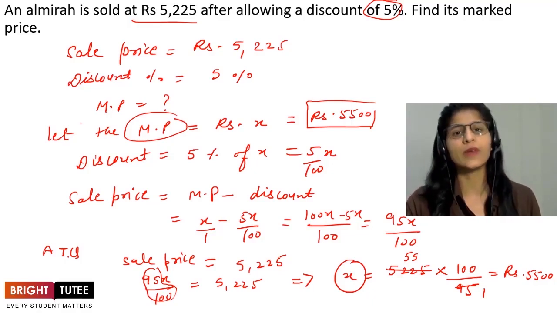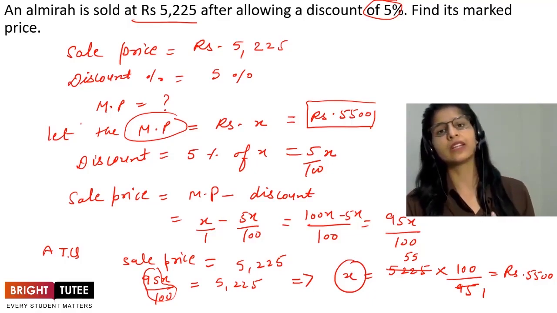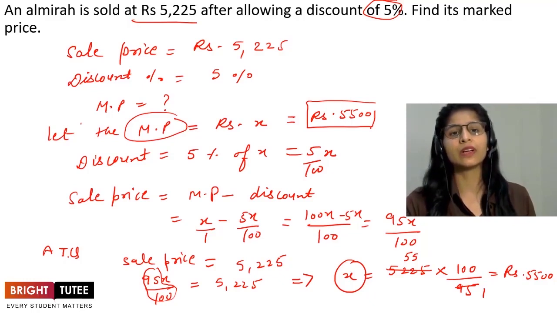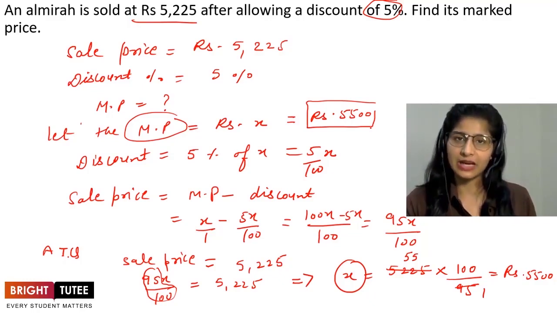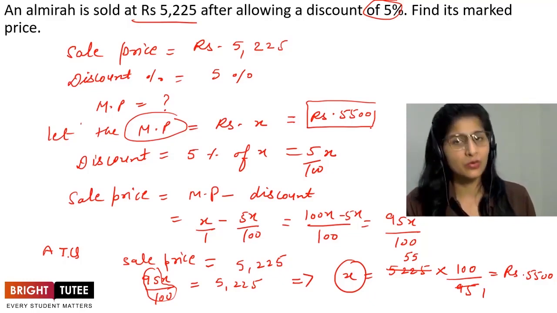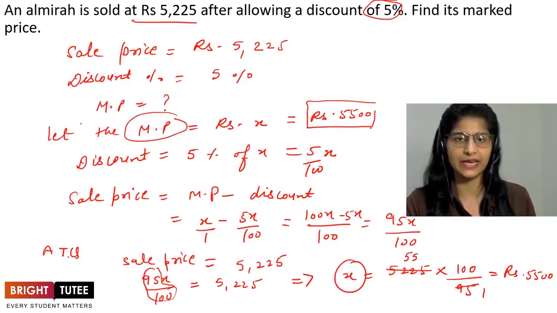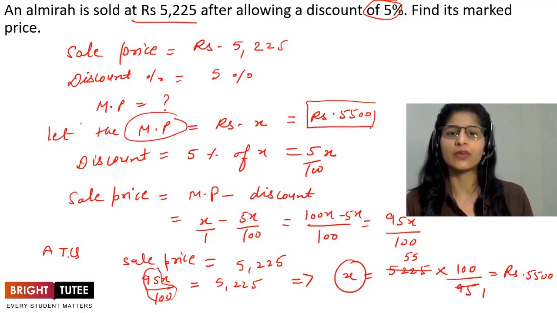So what we have learnt in the lecture? We have learnt increase percent, decrease percent. Then we have learnt unitary method also. We have learnt how to find out discount, how to find out discount percent, how to find out marked price, how to find out sale price, right? So this is all there in this lecture that I wanted to tell you.